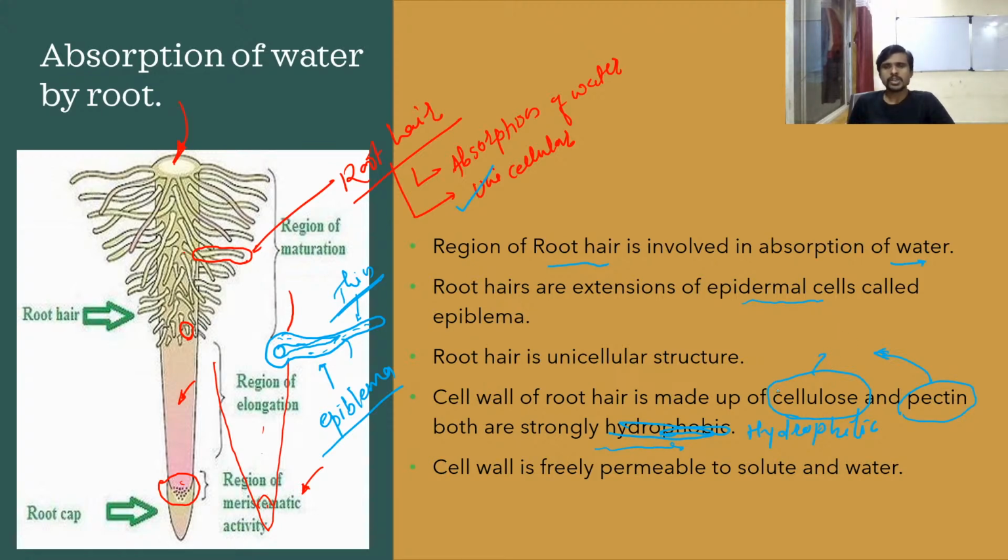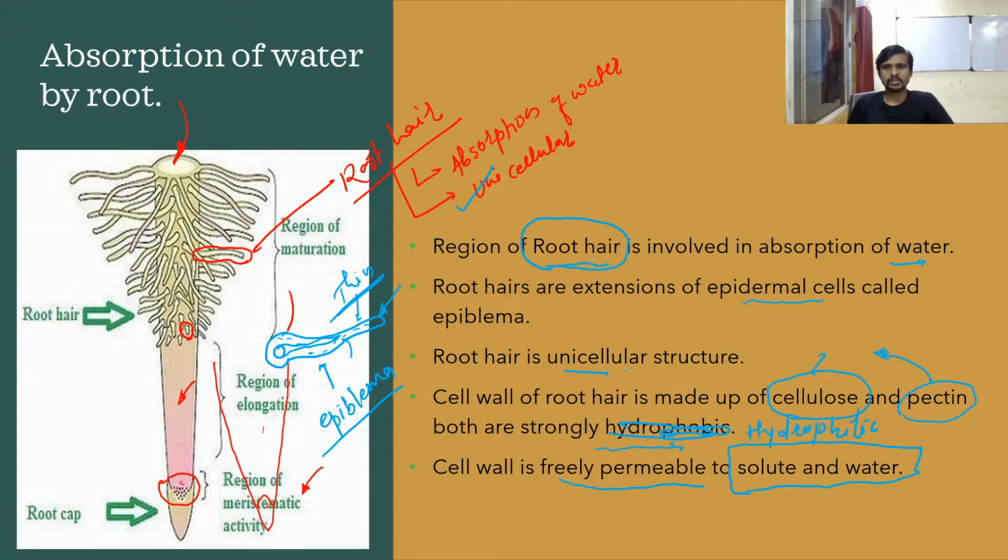Because of the hydrophilic cell wall, the water is automatically absorbed toward the cell, and it takes water inside the cell. The cell wall is freely permeable to solute and water. So the two things they can absorb are solute and water. The root hair is involved in the absorption of water.